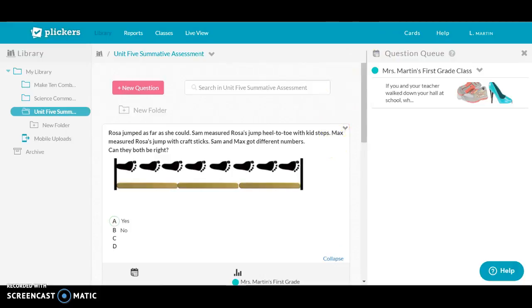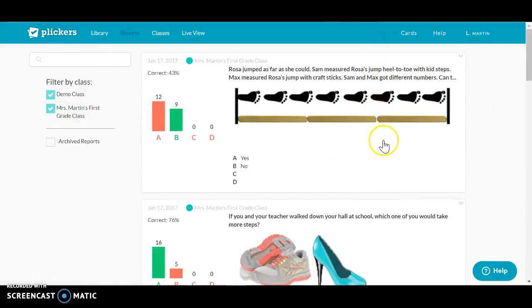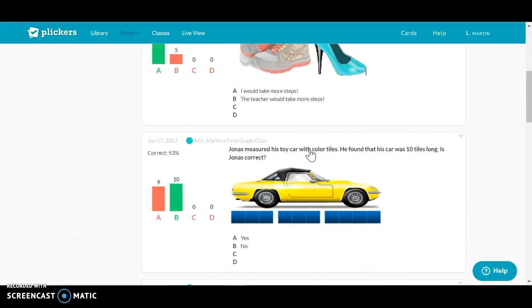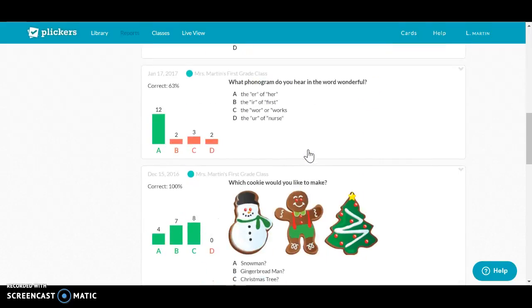Once the assessment is complete, you will be able to generate a quick report so you can see how many students answered the question correctly and get a general idea of their understanding. This is awesome for both formative and summative assessments when you're in the lower grades, just because they struggle with that independence initially.